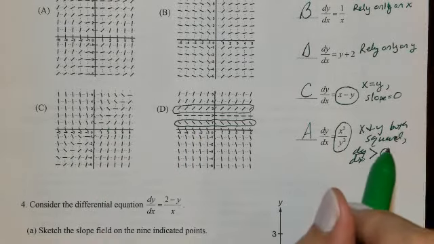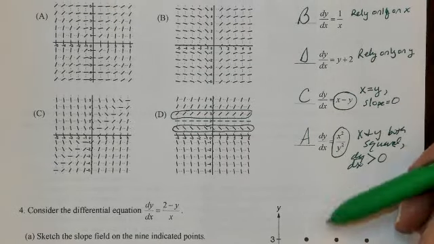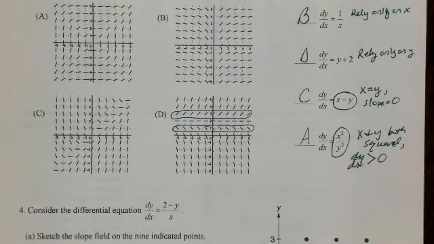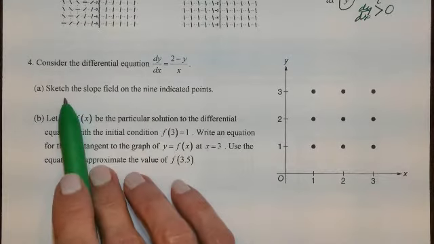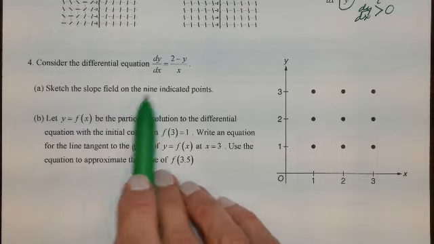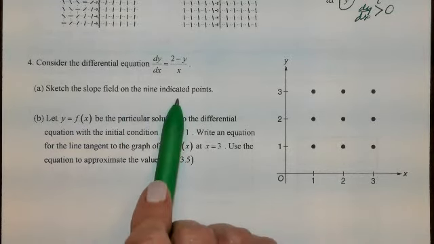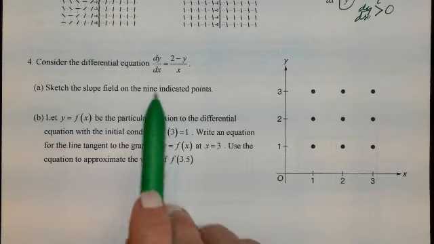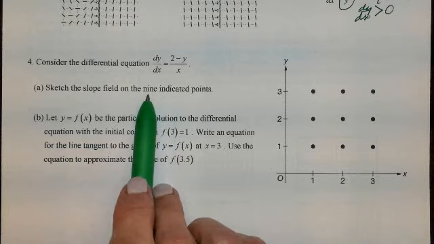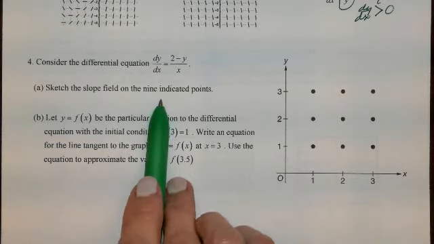So lots of ways to do these. And I did this whole thing and never really plugged in a point. And that's always a way you can do it, is plugging in a point. Okay? All right. Number 4. Consider this differential equation. For part A, sketch the slope field on the 9 indicated points. On an AP test, this is how it would be, you guys. At most, they would have you do 12 points. And if it was 12 points, probably 4 or 6 of them would be horizontal. All right? So keep that in mind.